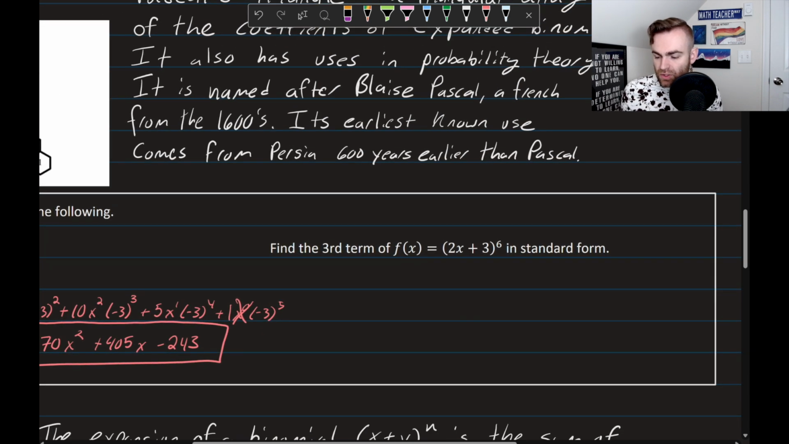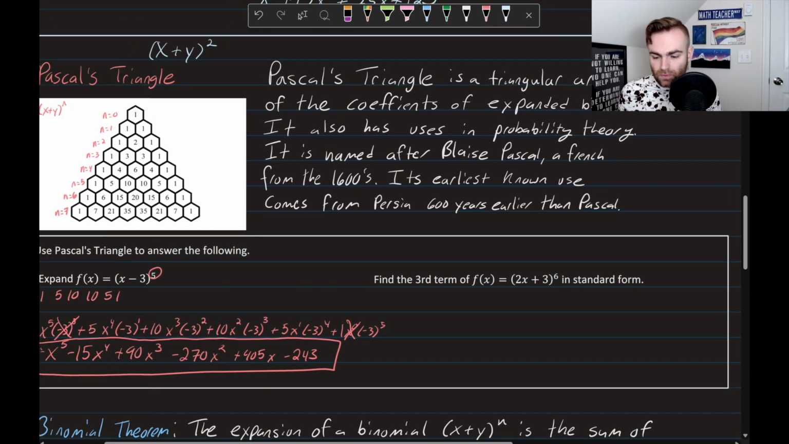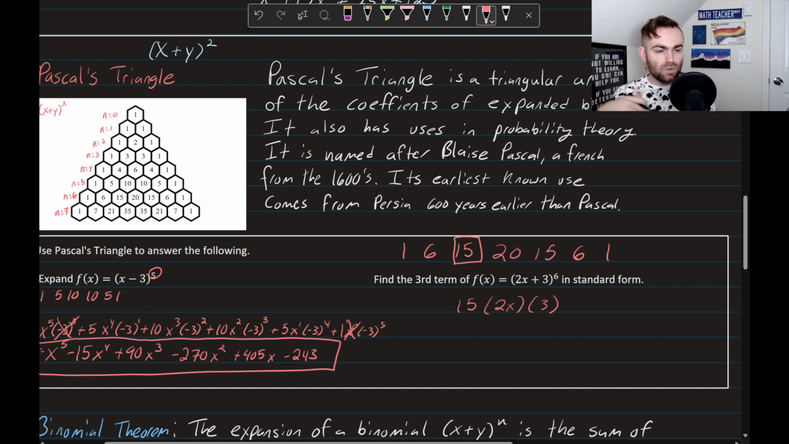Let's find the third term of this degree 6 polynomial. So let's write down row 6, which would be 1, 6, 15, 20, 15, 6, 1. The third term has the 15 here, so we're going to use 15. Now, we know it's going to be 2x to some power and 3 to some power, but which one's which?